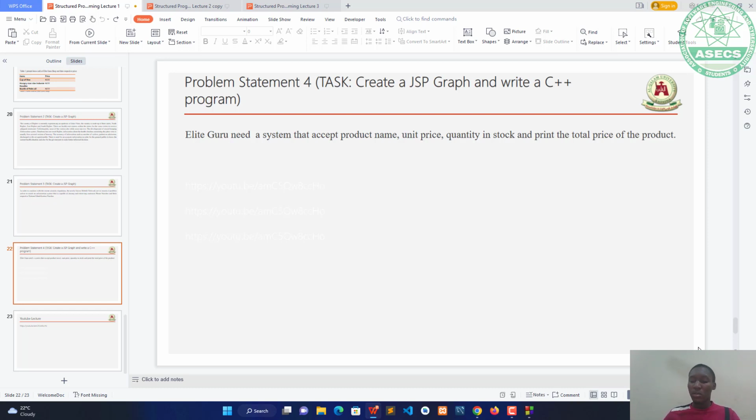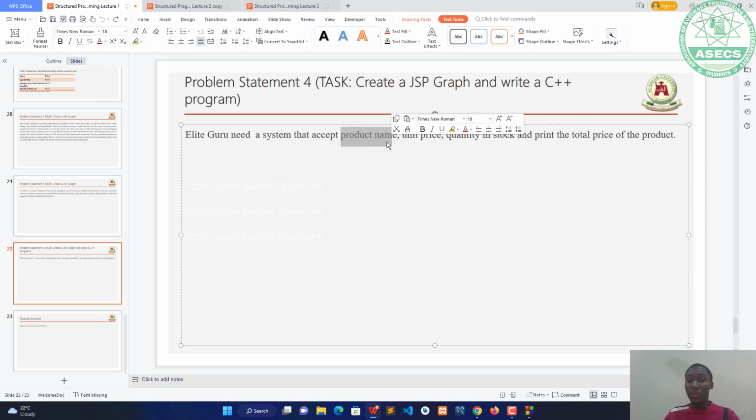Let's say we went and bought 10 computers, maybe HP Electric. The product name is HP Electric, and the unit price of each HP is 100,000 naira. The quantity is 10. So 100,000 times 10 gives us what? 1 million naira in stock, and print the total price of the product.